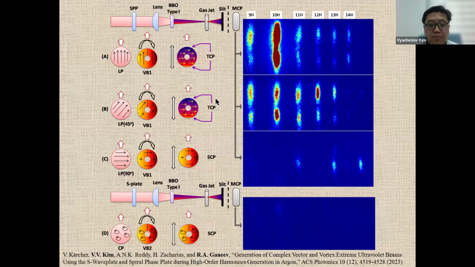Another case we also tested: we generated a vortex beam. Again, we used linearly polarized light with different orientations. We used again a two color pump, and again a BBO type 1 crystal to generate the second harmonic. But in this case, the distribution of the two color pump is uniform, so it spreads along the whole beam. And here we generated vortex beams.